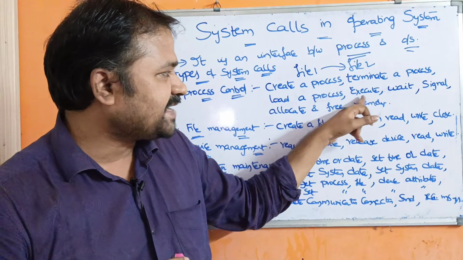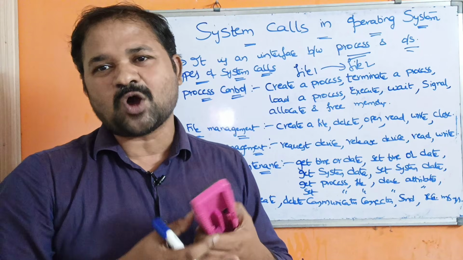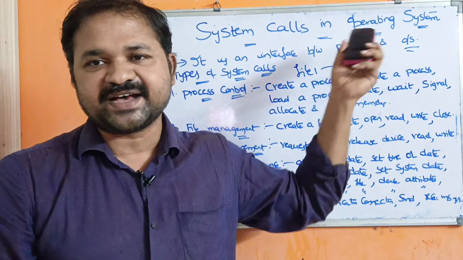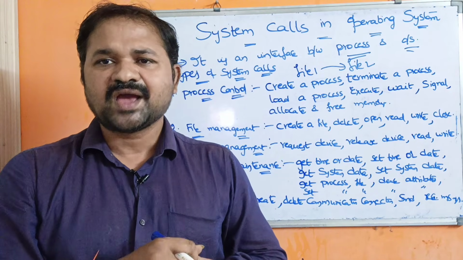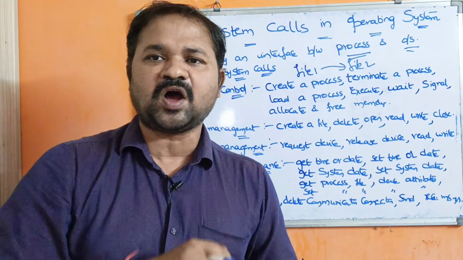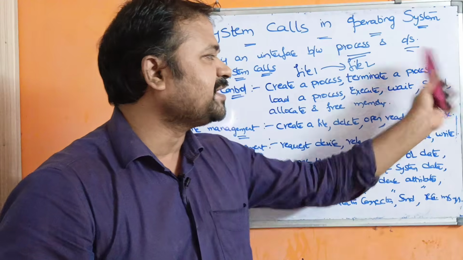Next we have to execute the process. We have to perform various operations on the process, such as read operation, write operation. Several operations are there. According to our requirement, we will perform the operations. So once all the operations are over, then we have to terminate the process.